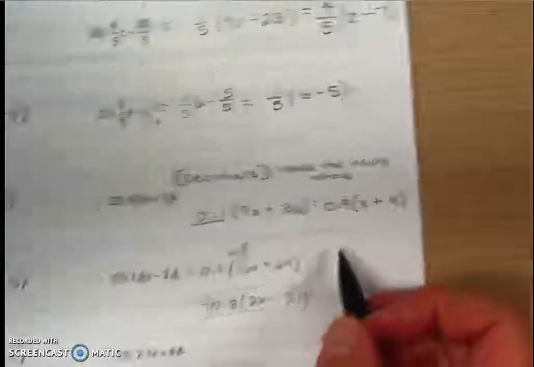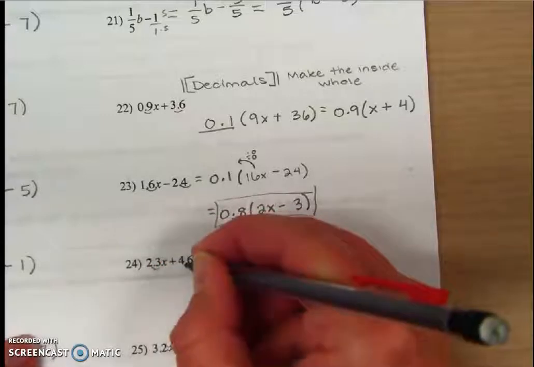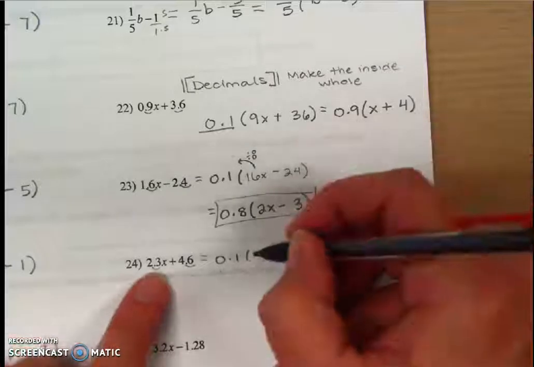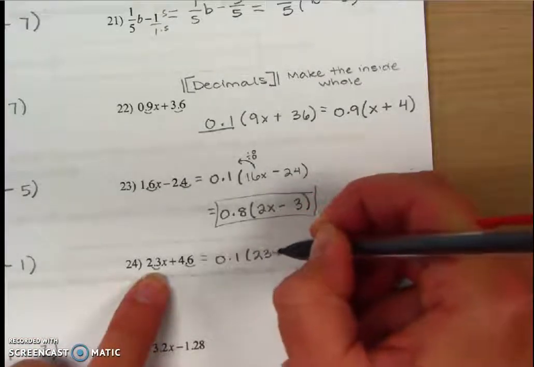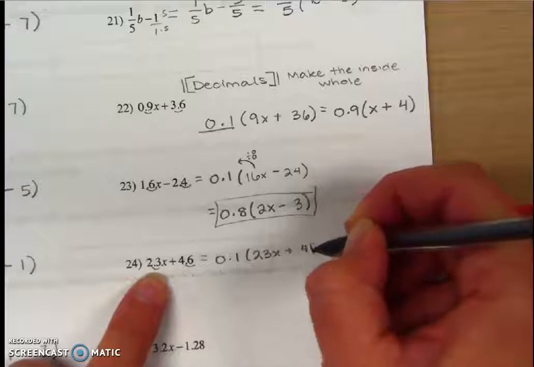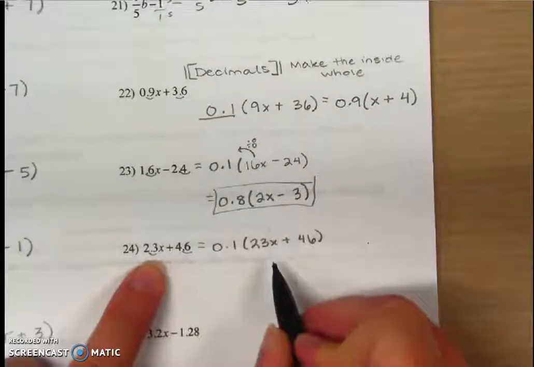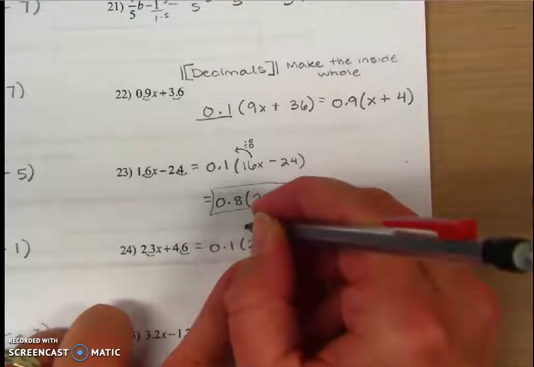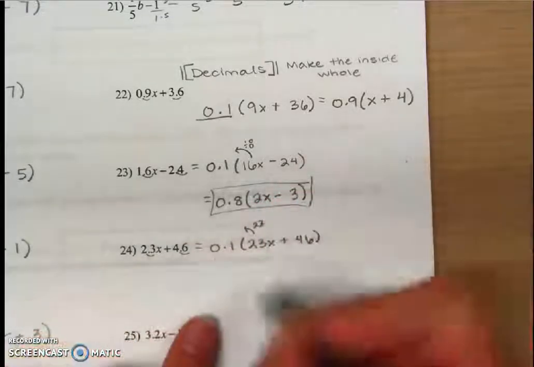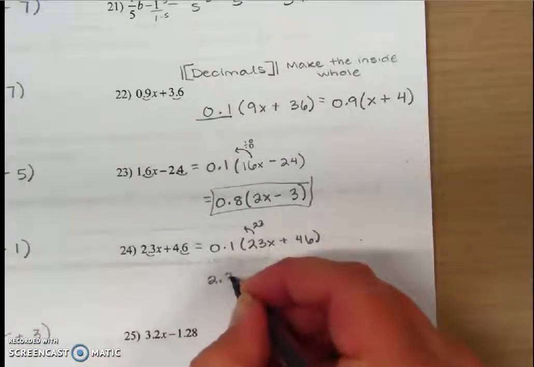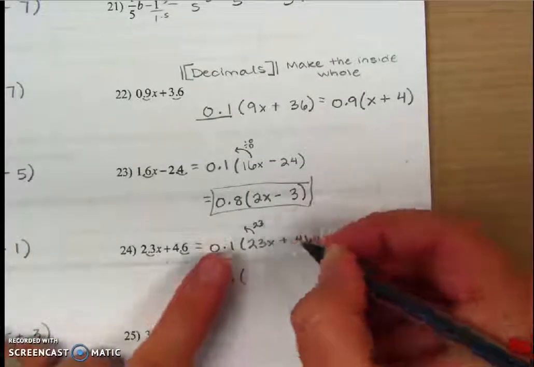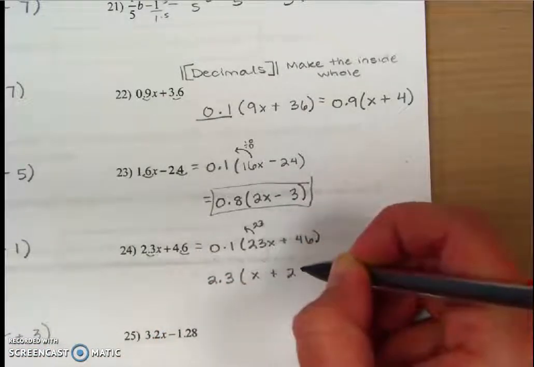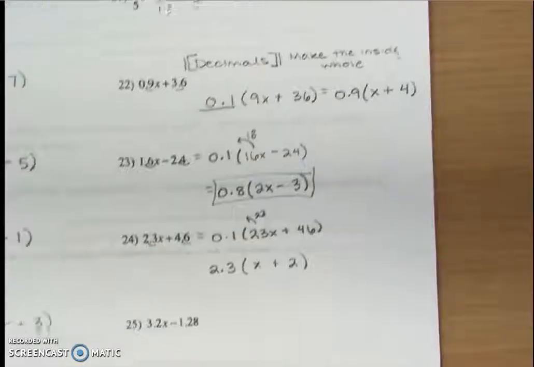Let's try that one again. All right, again, I see 1 decimal place. So I'm going to start with 0.1. And then I'm going to write what this would be without decimals. 23x plus 46, because I moved them both once. Now looking at both 23 and 46, I see I could take out an extra 23. When I do that, this becomes 2.3. And now I think of dividing both of these by 23. So I would have 1x and 2 left over. So that's our factored form.